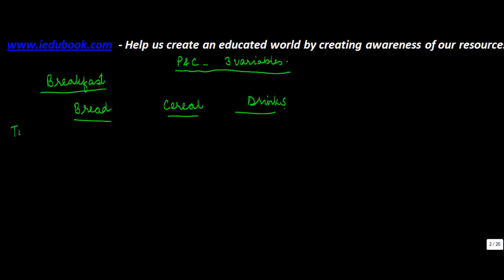So let's say you have two types of bread available to you. There are three kinds of cereals, and there are two drinks, which is, let's say, milk and juice. I'm just pointing this out because this doesn't mean that I'm telling you go and have drinks and breakfast.